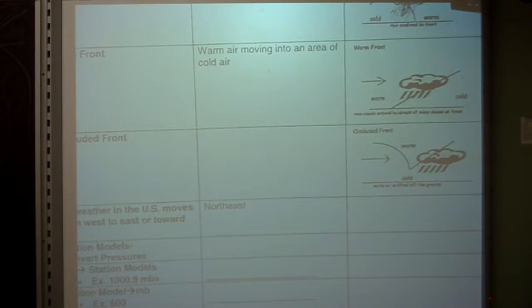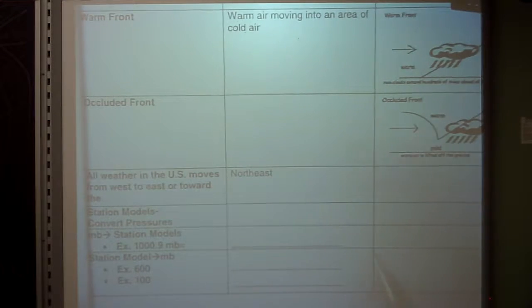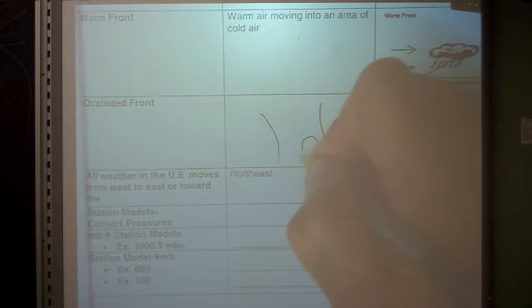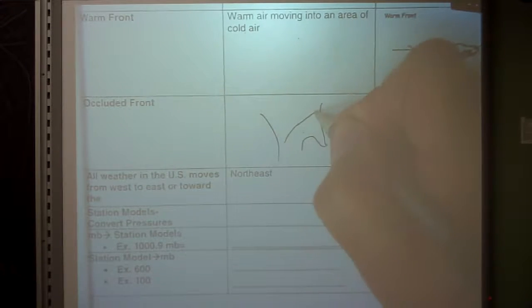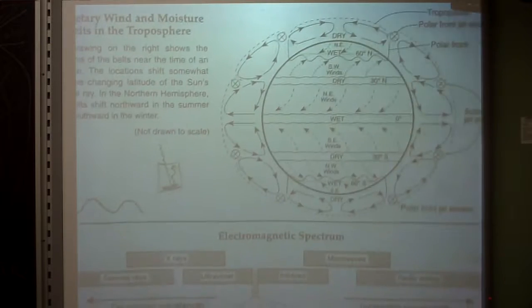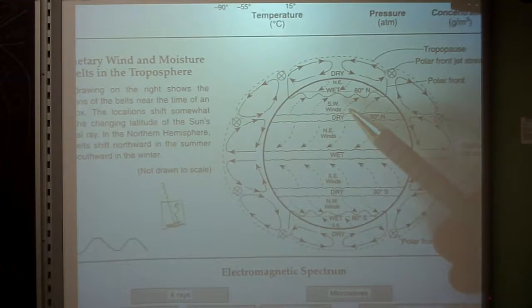Then we also have a stationary front. Now, all the weather in the U.S. moves to the northeast, and so in a map of the United States, where here's Florida, here's Gulf of Mexico, and so on, almost all the storms move in this direction. Now, that's not always true with every place, and so for different latitudes, you might find the storms moving in different ways, and the way that you can tell the direction that the storms are moving is by looking at this. See, we're in between 30 and 60, and it shows we have southwest winds, which moves our storms this way.